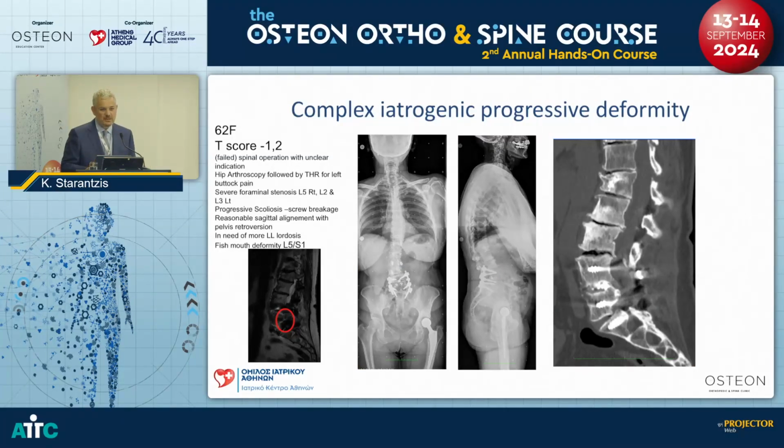This is a combination of wrong indications, wrong operations. This lady, she's 62, a very active lawyer or something. Failed operations. It started with leg pain. She was a private insured patient. She went to a hospital. Next day, she had a fusion for leg pain, hip pain. She had this 2-level fusion.